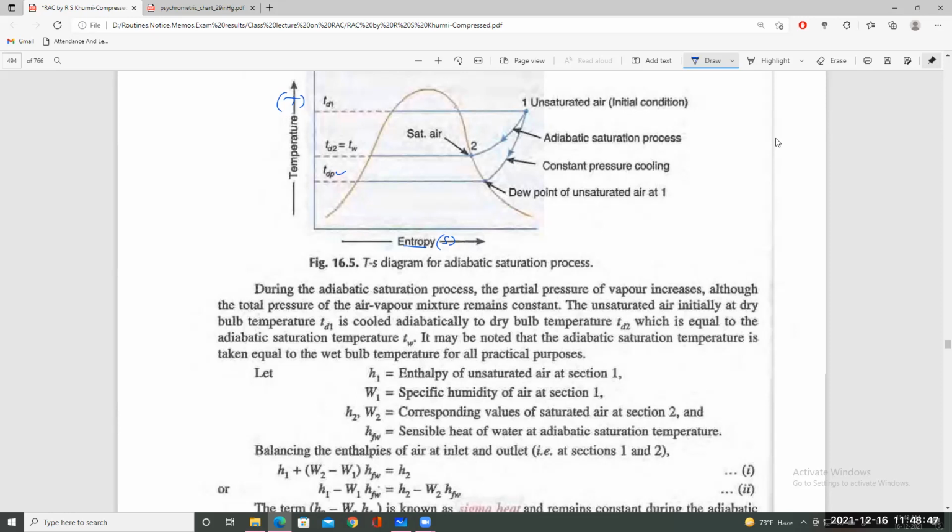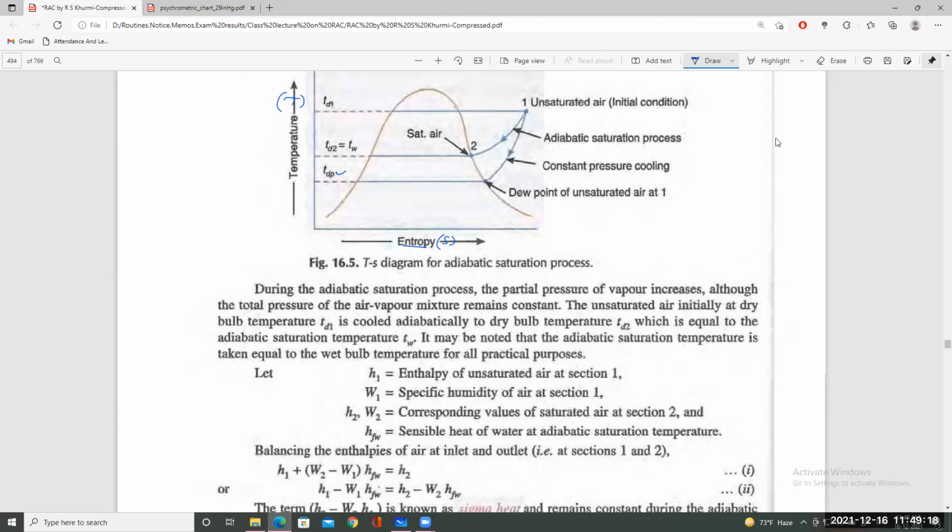Now, the partial pressure of water vapor means the pressure exerted by the water vapor if it alone fully occupied, say, 1 cubic meter of the mixture of dry air and moist vapor. The partial pressure of vapor is that pressure it exerts when it totally occupies the given volume.